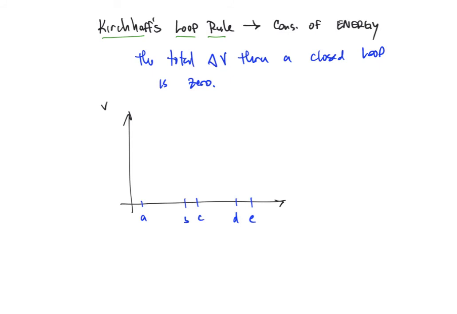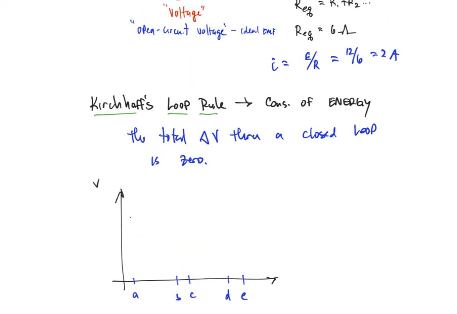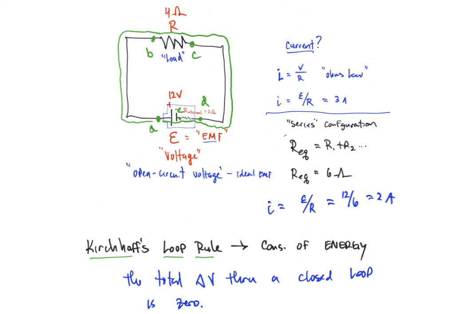So a charge at point A is going to have the full potential of 12 volts, because it's just emerged from the battery and it's moving along its path. And then there's going to be a voltage drop. Remember what voltage is: voltage is energy per unit charge. So the charge is going to lose energy as it goes through the load resistance here, and there's going to be a voltage drop.